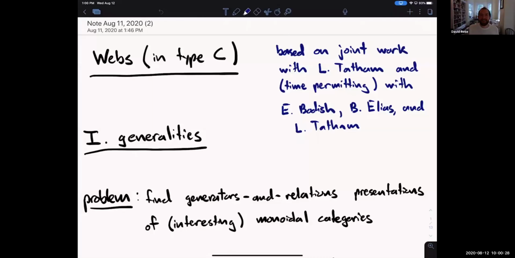All right, so we're very happy to have David Hidrose from UNC, who is going to talk to us about webs in Type C. Great. Yeah, thanks for the introduction.